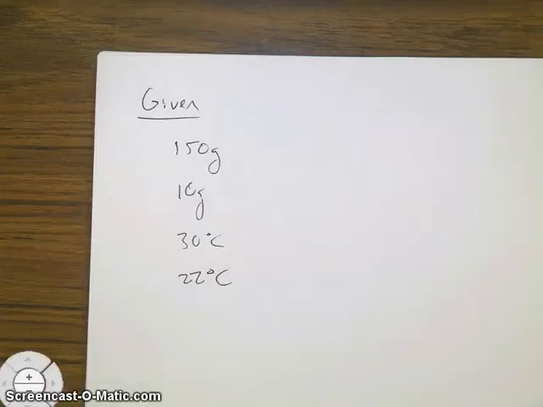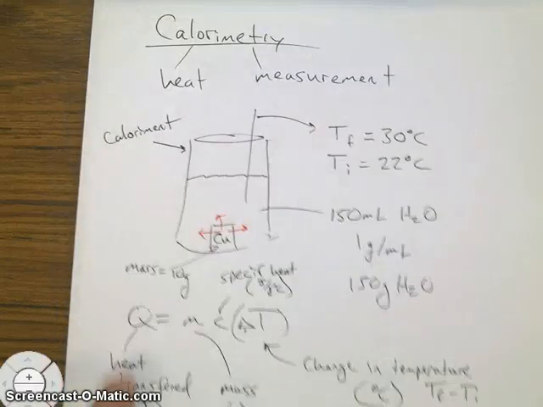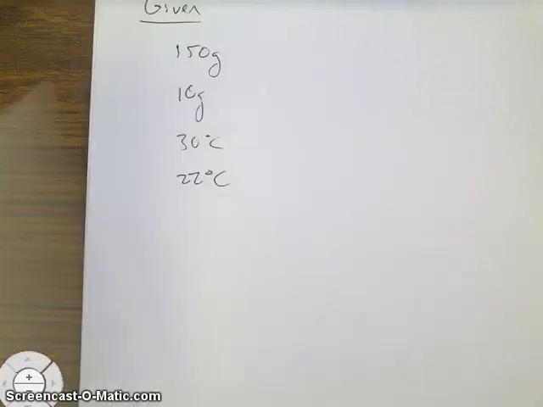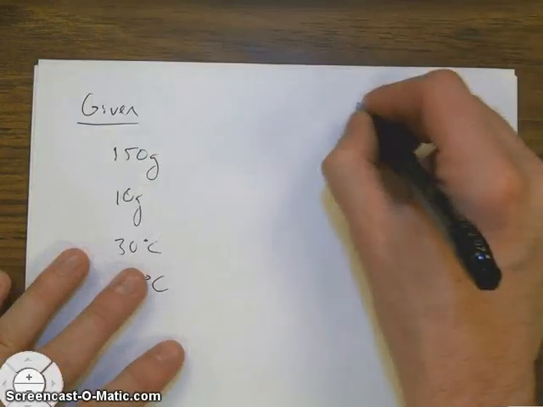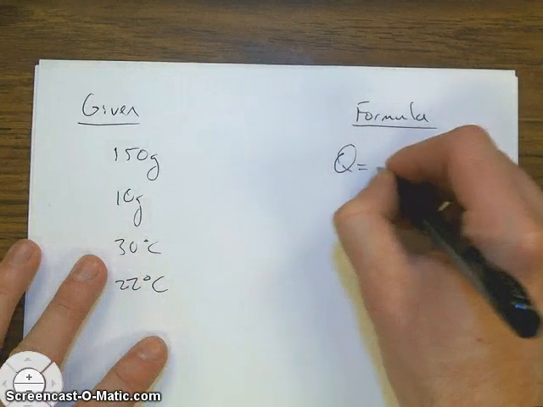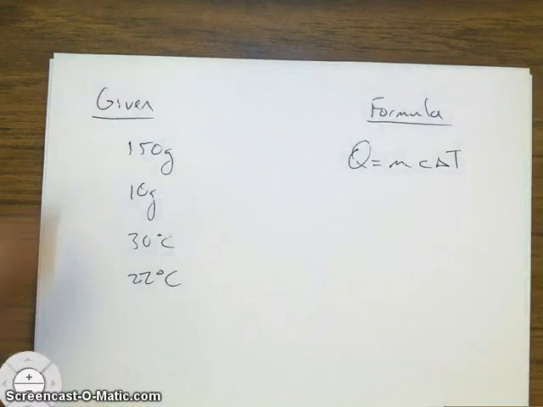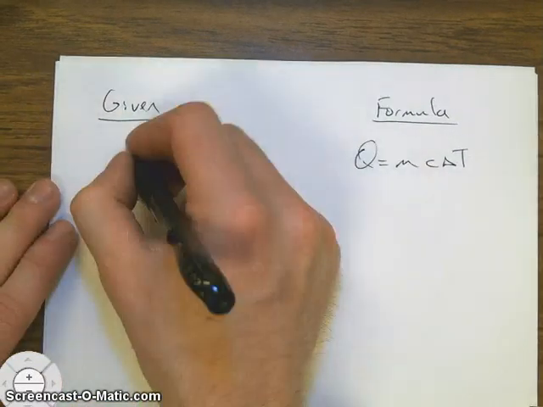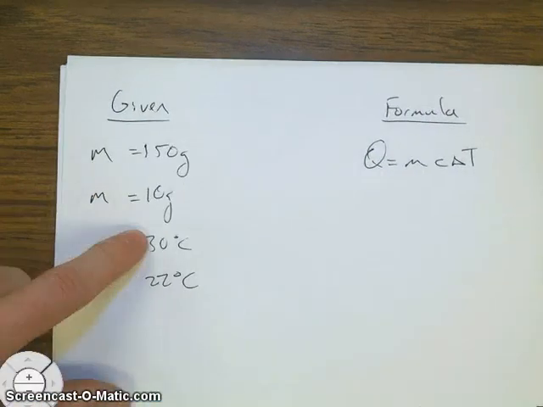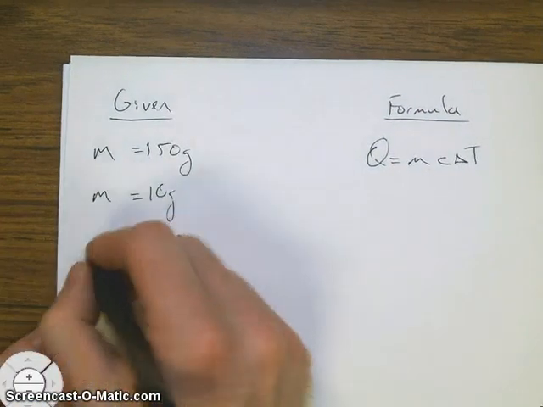Now I'm going to start labeling them, and I want to label them as either Q, M, C, or delta T, just like in the equation. And actually, I'm going to write that out as my formula that I'm going to be using in this problem. And the formula, of course, is Q equals mc delta T. All right, so this is grams, these are grams, so they're both mass. So I'm going to label them mass, M. And then these are degrees Celsius, so I know that's temperature.